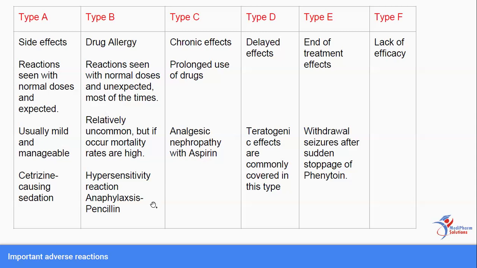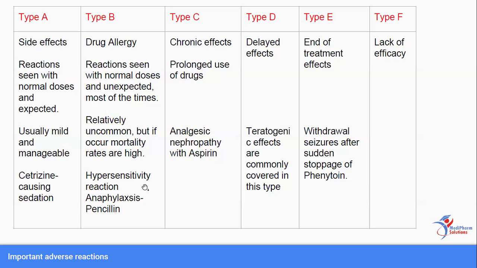Okay. And for example, with penicillin, if there is a hypersensitivity reaction, it is going to be life-threatening and it has to be reversed at the earliest. So these types of reactions are called type B, that is drug allergies.